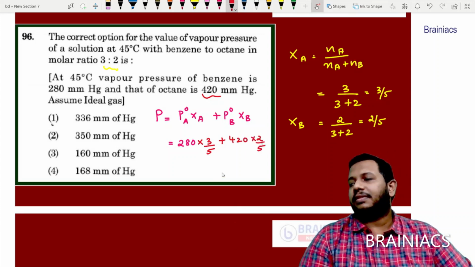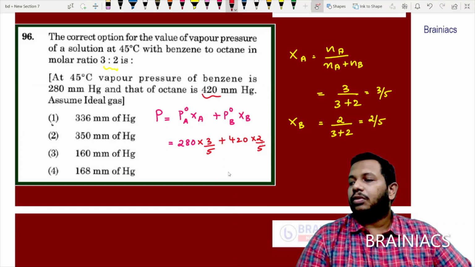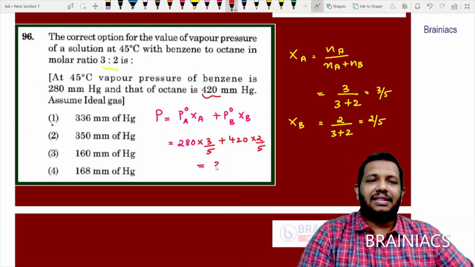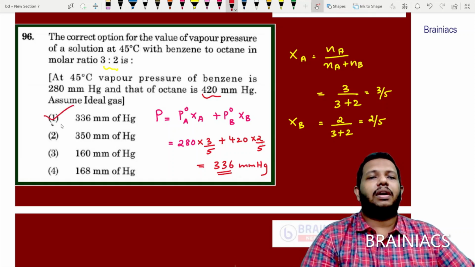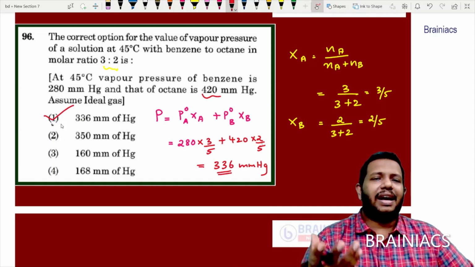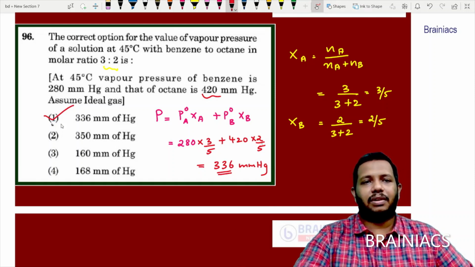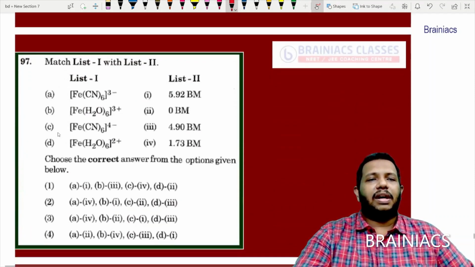So if you are doing this calculation correctly, what will you get as the answer? You will get 336 as the answer, 336 mm of mercury. So I can say option 1 is the correct answer here. It's a direct question, you just need to substitute it. Okay, that's it. So we have the next question.